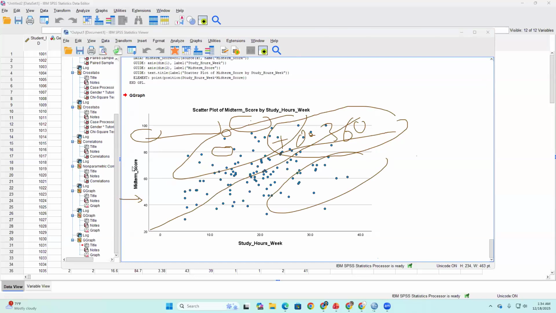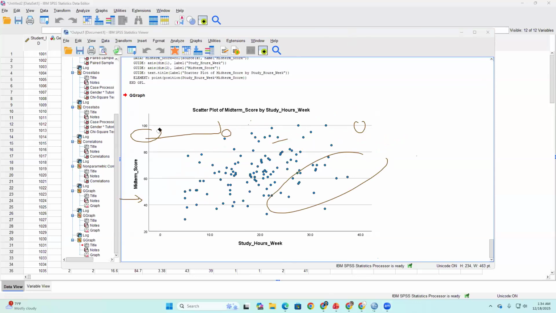Is that clear up till now? Yes. So let's move further. Now, there is one thing I want to let you know before we proceed further.